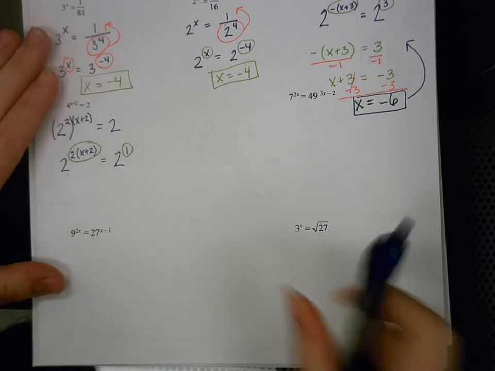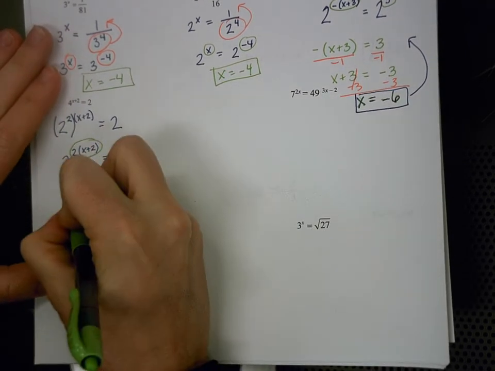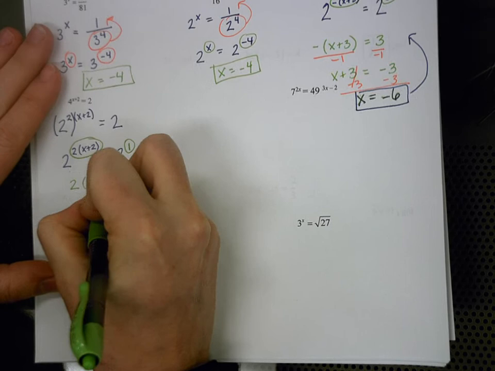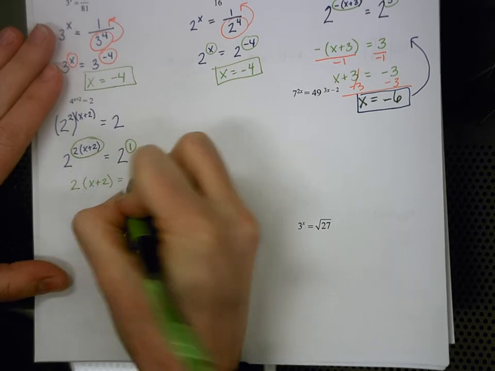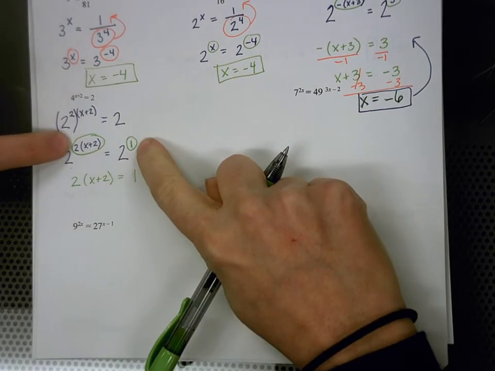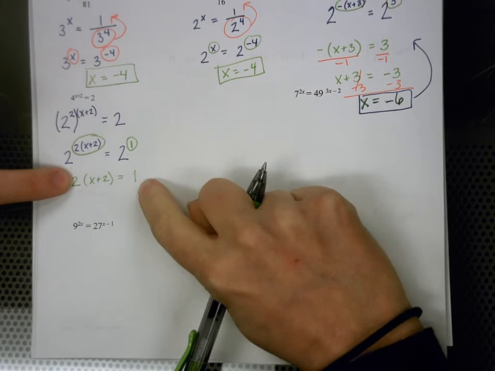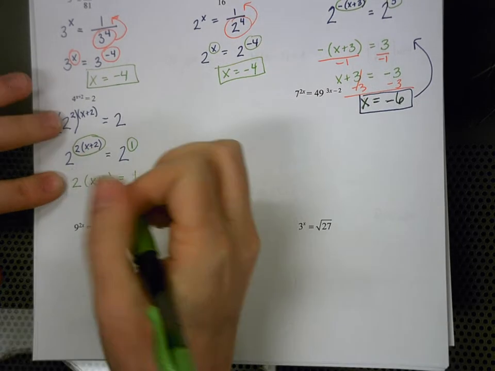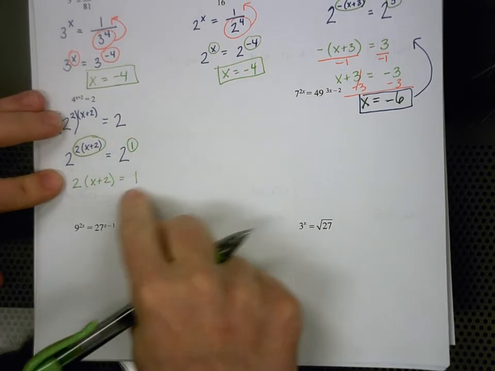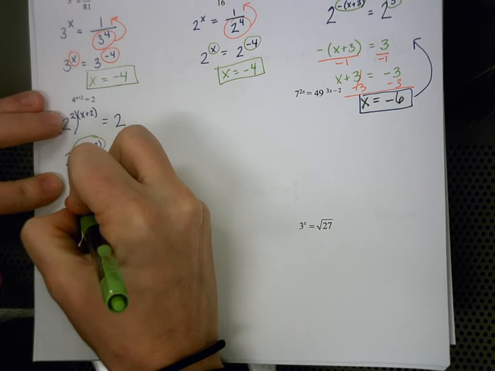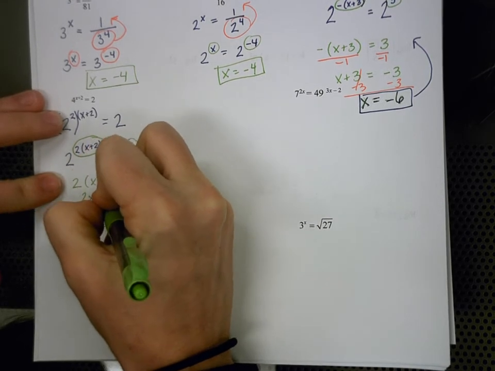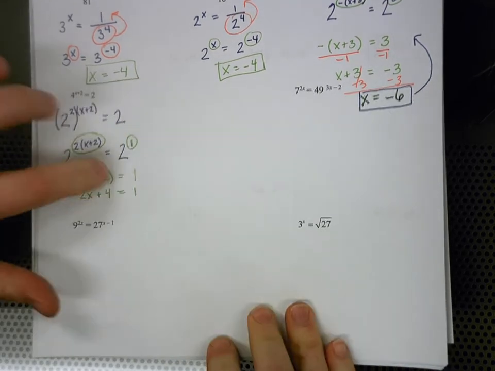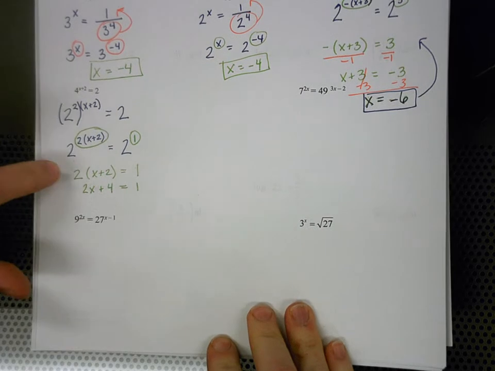All right, so we have 2 times x plus 2 equals 1. Those are the two exponents. Left exponent, right exponent. 2 times x plus 2, you can either divide the 2 first or you can multiply it through. It's up to you. I know you like to distribute, so 2 times x is 2x, 2 times 2 is 4.